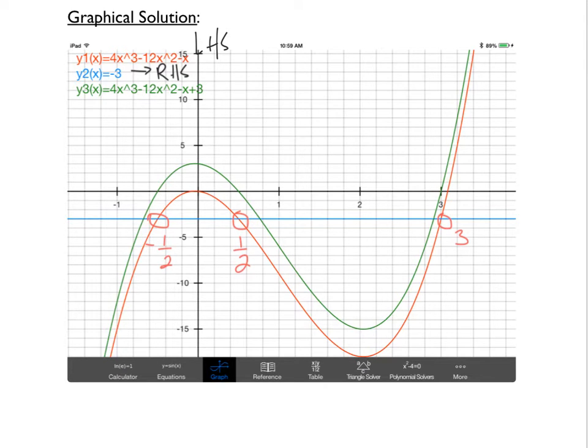Now for the green function, we just brought everything over to one side. So we're making it equal to 0. So where it has to intersect would be the x-axis. So that point would be right here, which is negative a half as well, here, and here, which are our roots or intercepts when we originally found them in the previous equation.